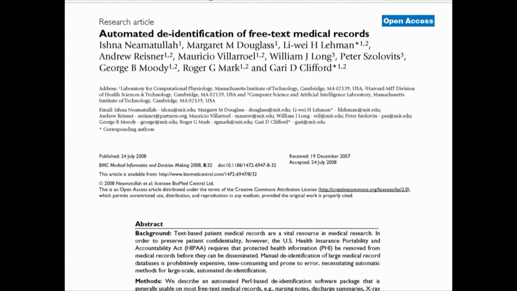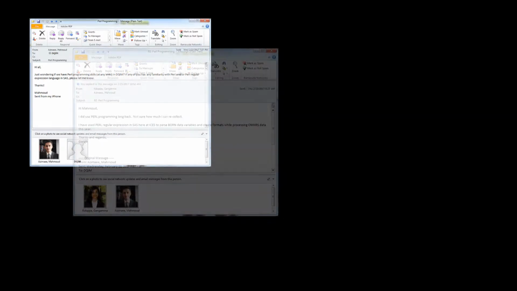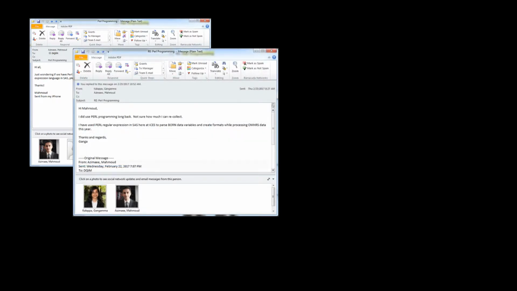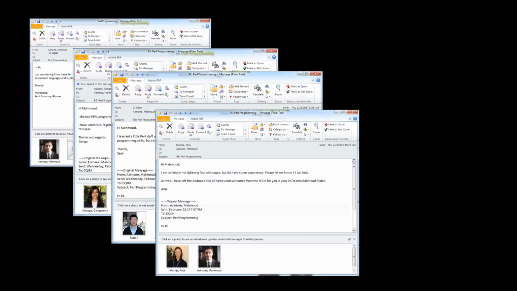It sounded very promising, but there was a problem. We didn't have a Perl programmer. So I emailed my team to see if we had anyone with some experience in Perl. The next morning, I received 3 replies. "Hi Mahmoud, I did use Perl programming long back. Not sure how much I can recollect." "Hi Mahmoud, I learned a little Perl stuff when I was in China long time ago." "Hi Mahmoud, I'm definitely not lightning fast with regular expressions, but I do have some experience. Please let me know if I can help."